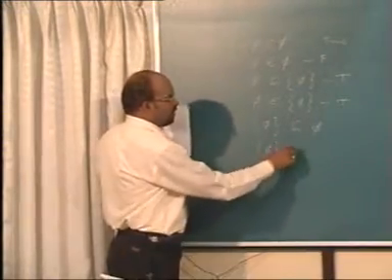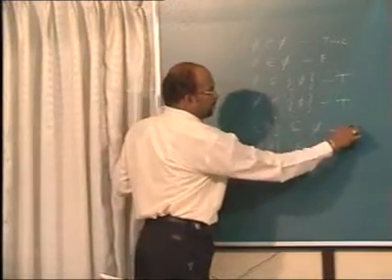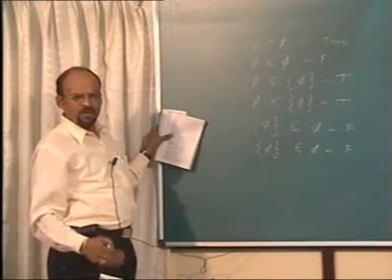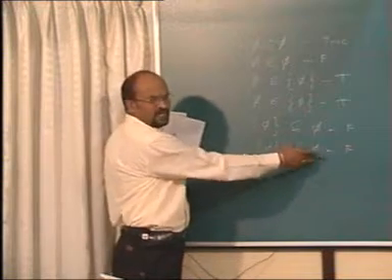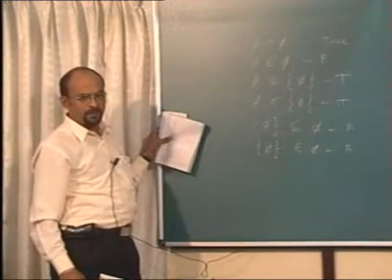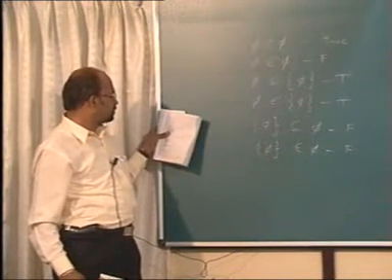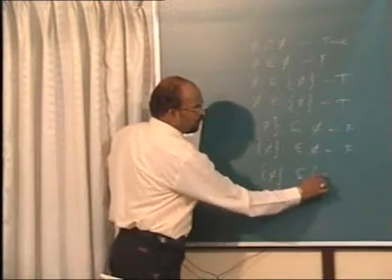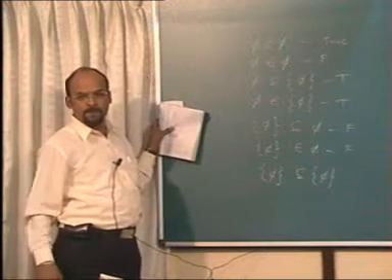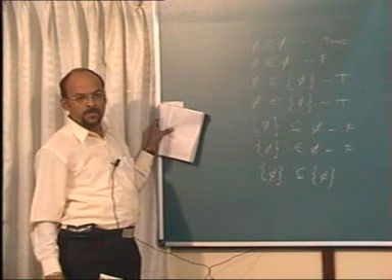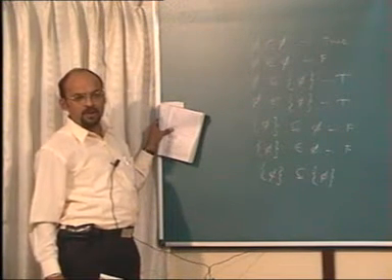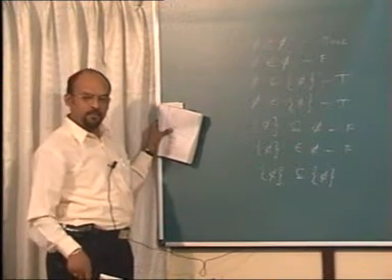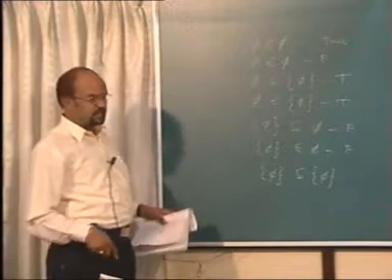Curly brackets phi belongs to phi. False. Belongingness cannot be there with phi. No way. Next, curly brackets phi is subset of curly brackets phi. True. Why? Because every set is subset of itself.